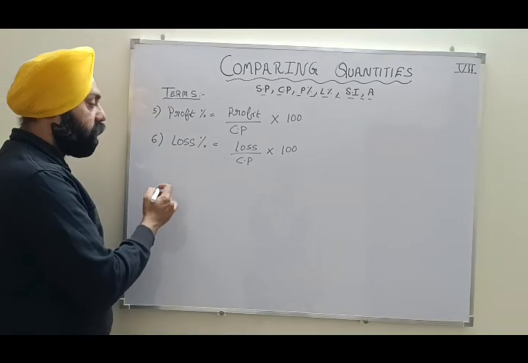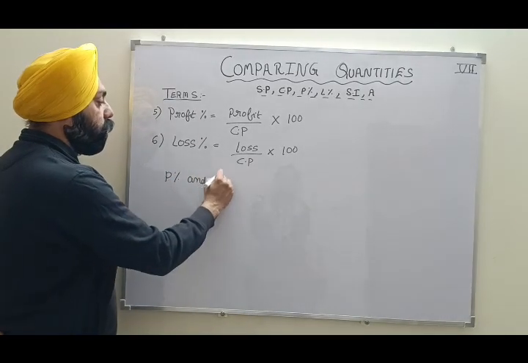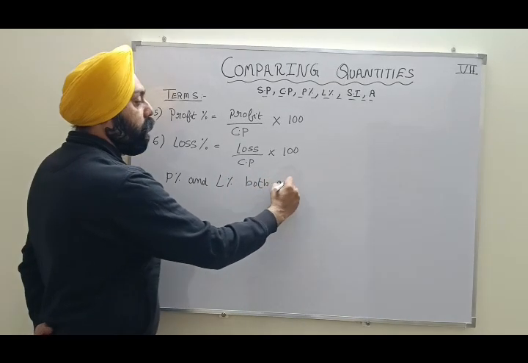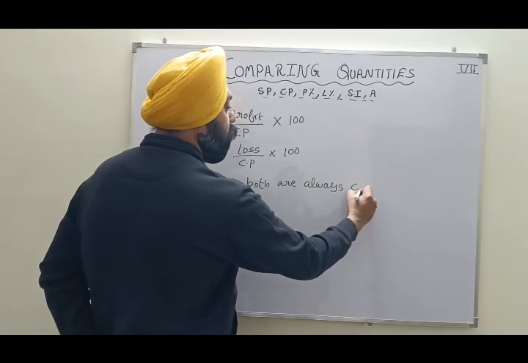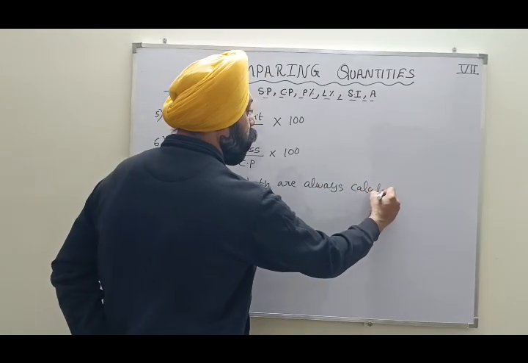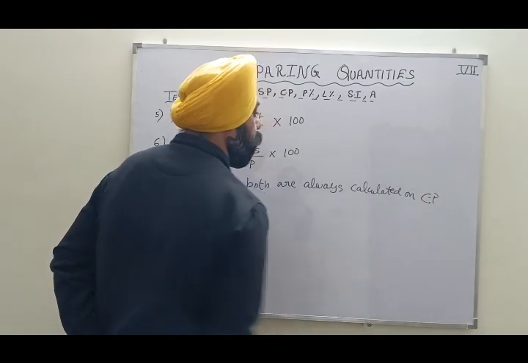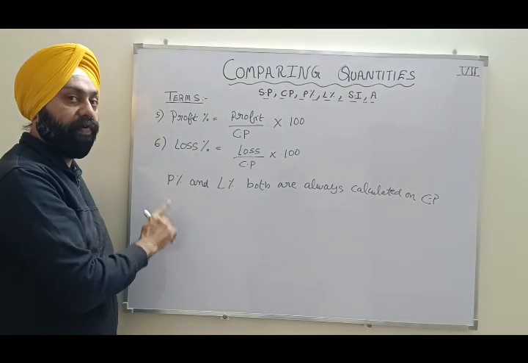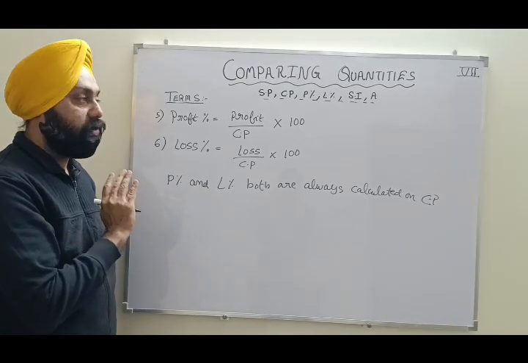And one thing to note that profit percent and loss percent, both are always calculated on cost price, that is CP. So we cannot use SP over here. Profit percent and loss percent, they are always calculated on the cost price.